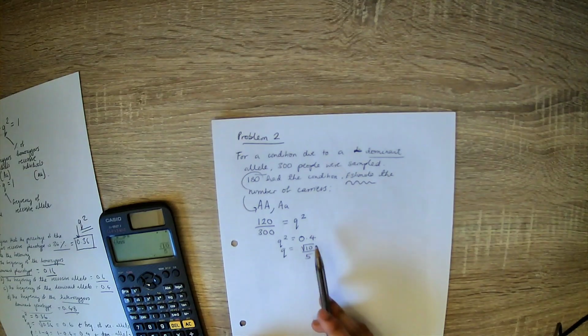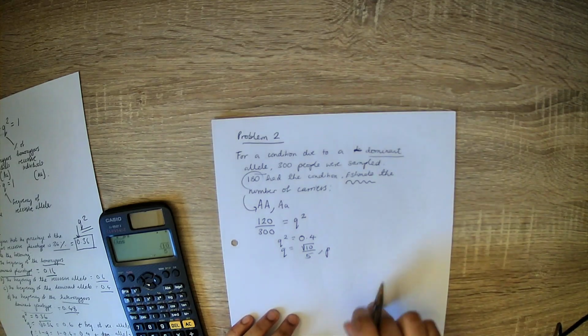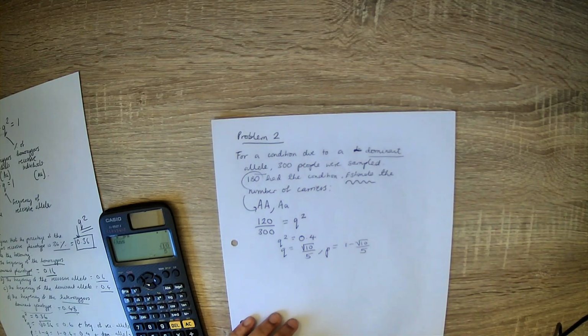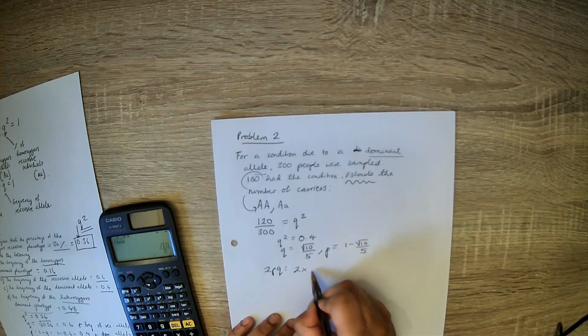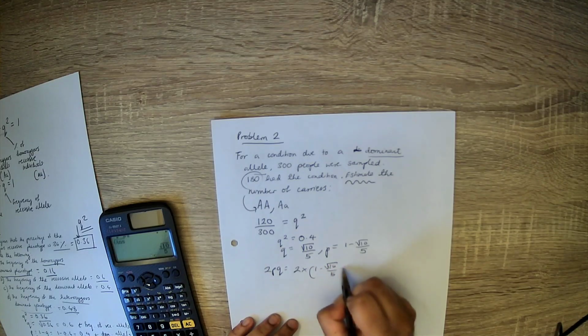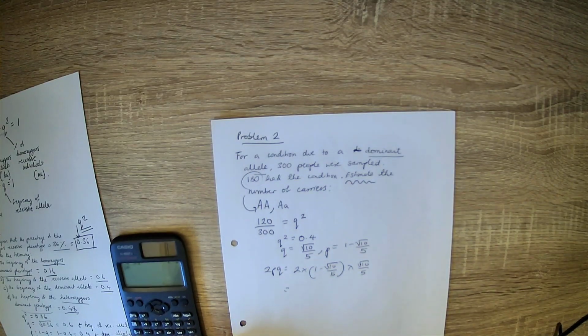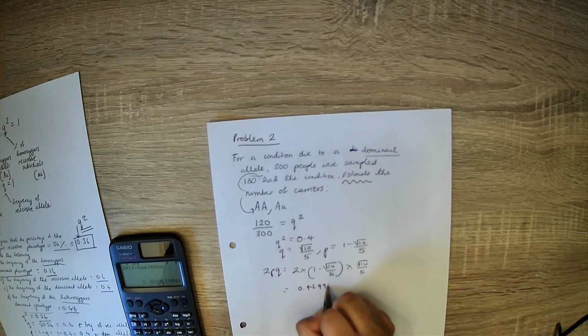Now that we've worked out all of this, we can also work out p, because remember, p plus q equals 1, so p is 1 minus root 10 over 5. And the last thing we want to do is work out 2pq, which is 2 times p times q. I'm just doing this so I've written out my working. Okay, so that's 2 times 1 minus the answer, times the answer, which is 0.4649 and so on.